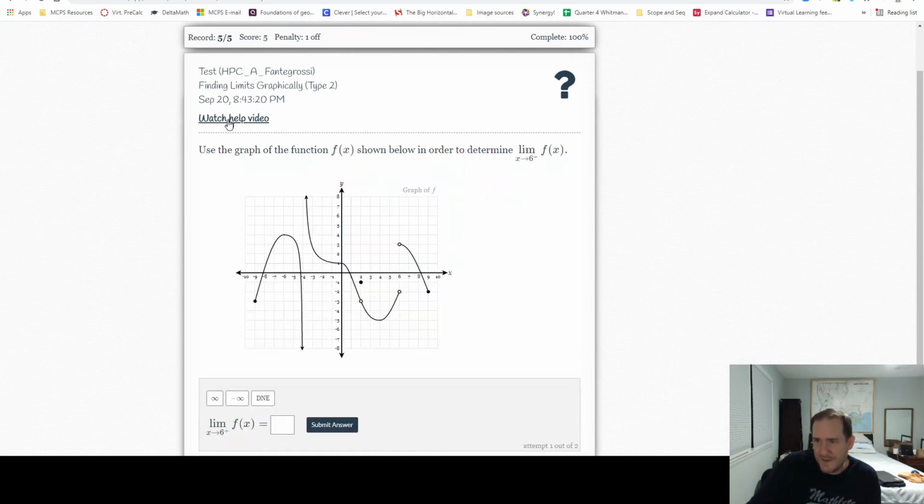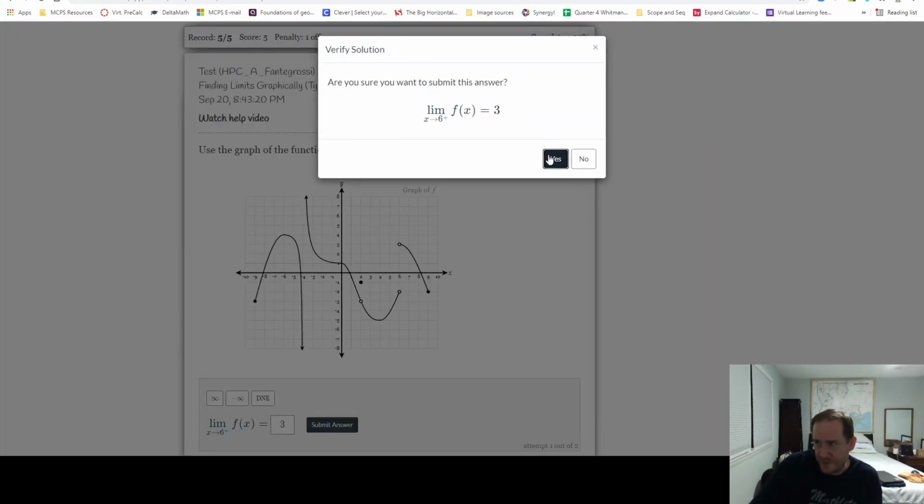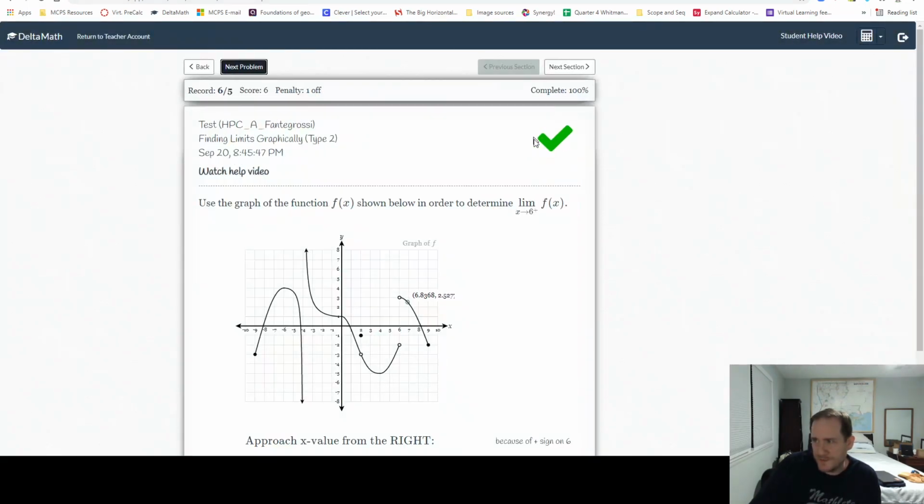But we can hide that video again. We can do the problems. We already said, since we want the limit from the right, it's just going to be the 3. You just go here, type 3, say submit. It'll prompt you, hey, are you sure? And you'll say yes. And you'll see what used to be a black question mark turns into a green check.